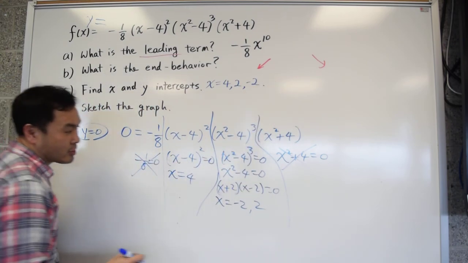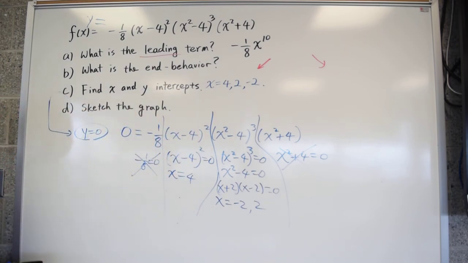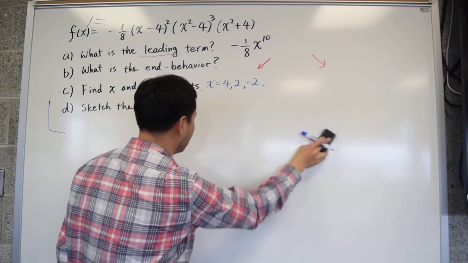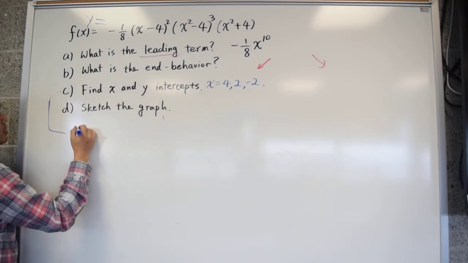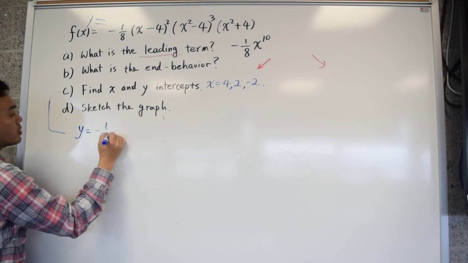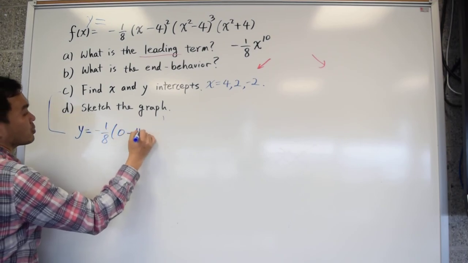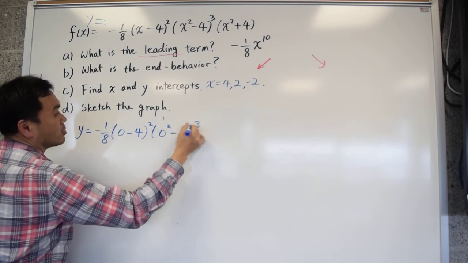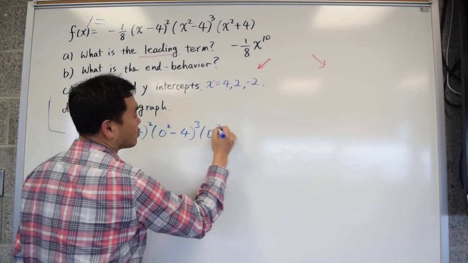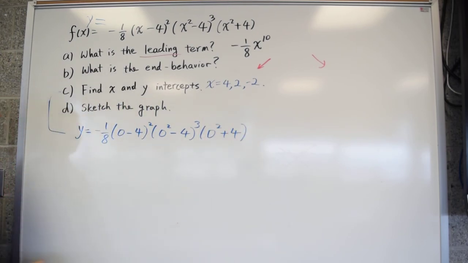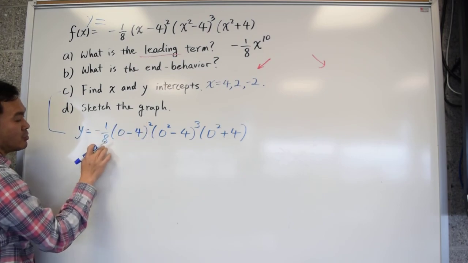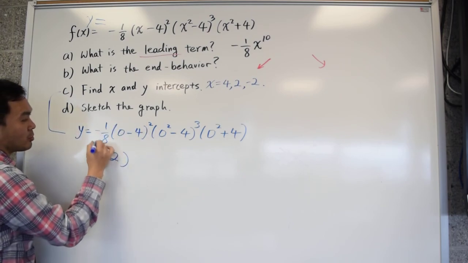Now for the y-intercepts, what do you do? Set x to 0. So for the y-intercepts, you set x equal to 0. y is negative 1/8 times (0 minus 4) squared, times (0 squared minus 4) cubed, and then times (0 squared plus 4). Okay. Well, this is a very big number. Well, let's see. Negative 4 squared is 16. 16 divided by 8 is 2. So you have negative 2 up for these two.